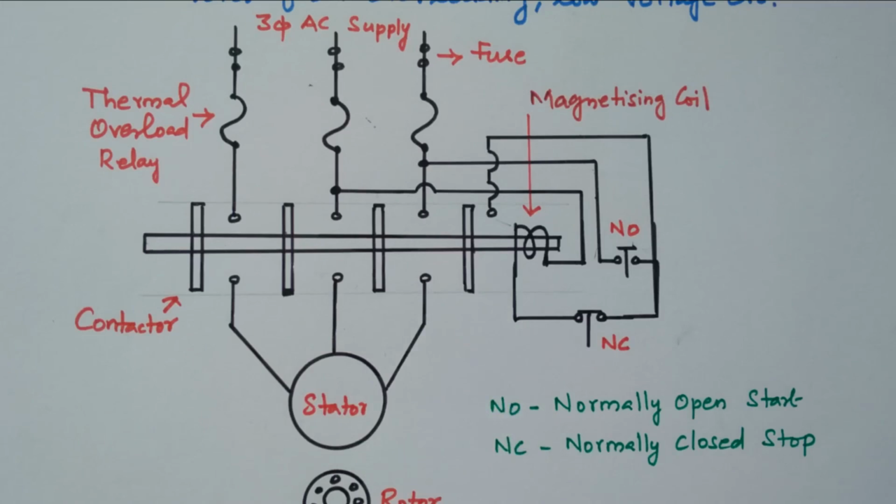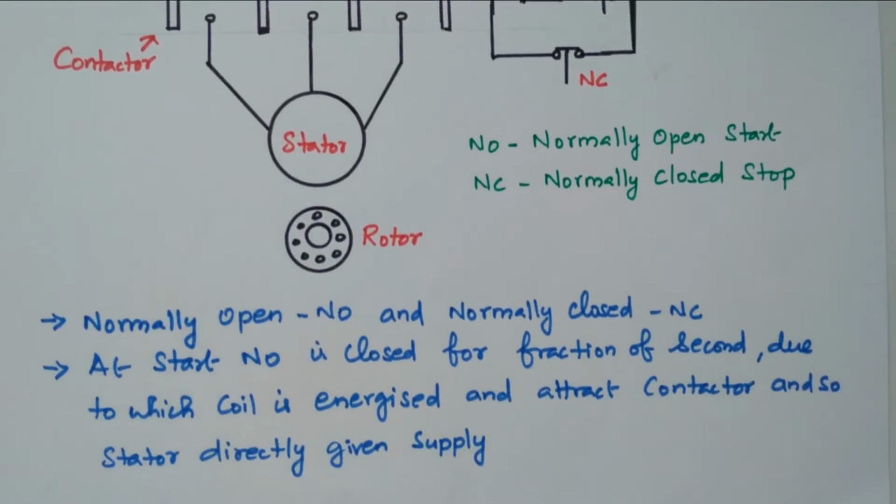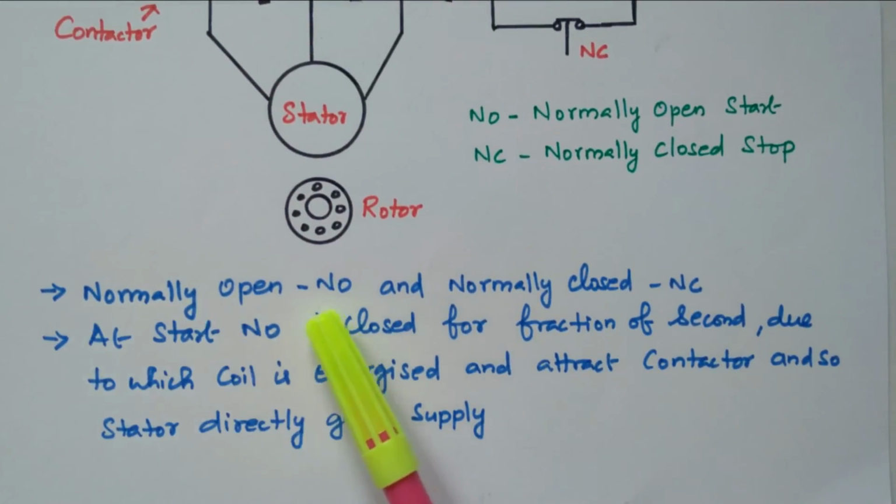Now we'll see the description. NO means normally open, NC means normally closed. So at the start, NO is closed for a fraction of a second, due to which the coil is energized and attracts the contactor, and so the stator is directly given supply, right. When NO is closed for a fraction of a second, the coil is energized and it will attract the contactor, so that the supply is given directly to the stator.